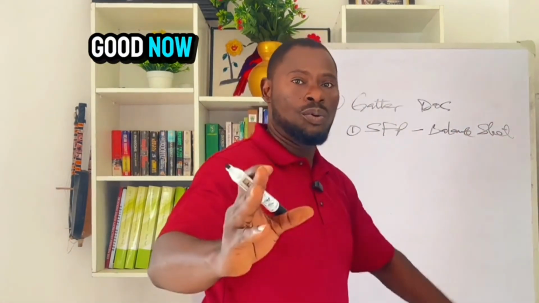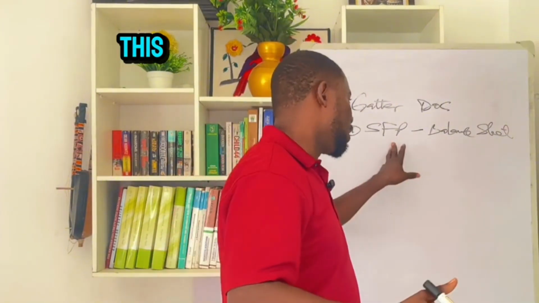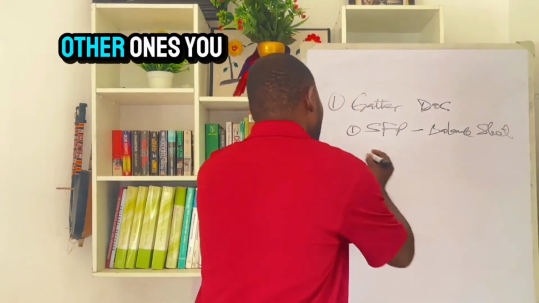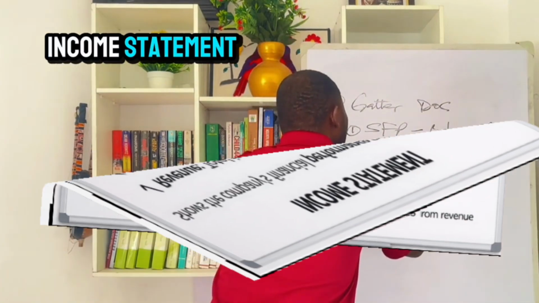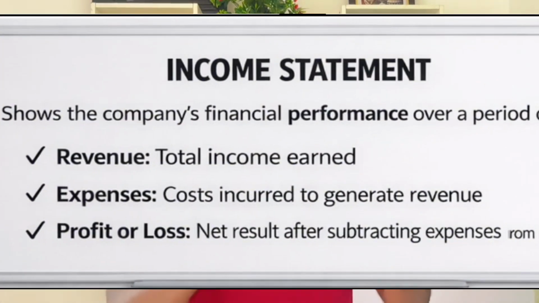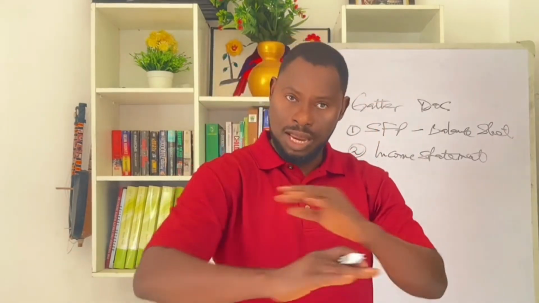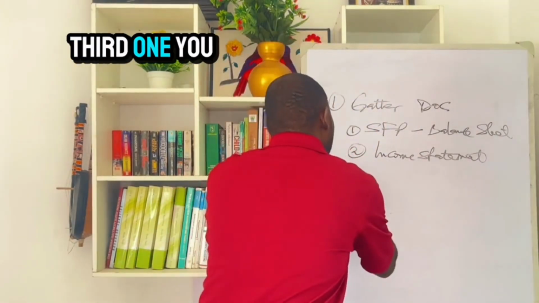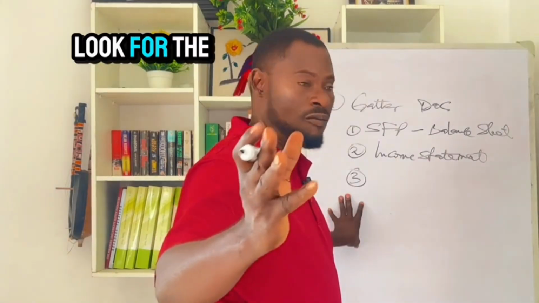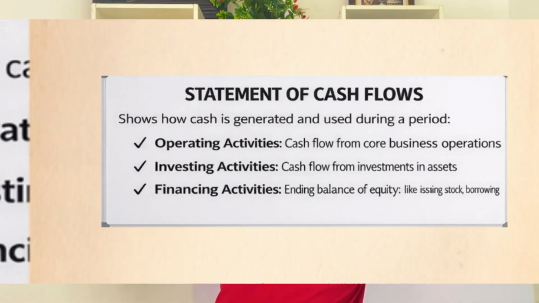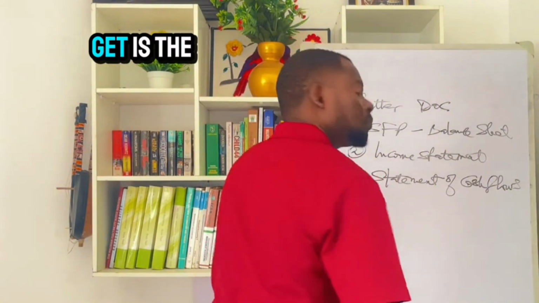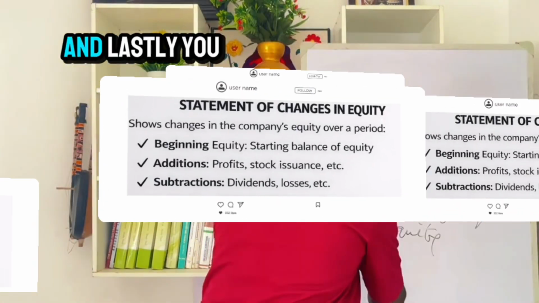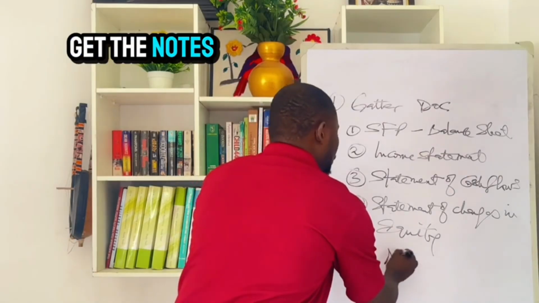Good. Now, the next thing after you do this, I'll tell you. But first of all, what are the other ones you need to get? You also need to get the income statement. The income statement is what we call the statement of profit or loss and other comprehensive income. The third one you also need to get is the statement of cash flows. The fourth one you need to get is the statement of changes in equity. And lastly, you get the notes to the accounts.